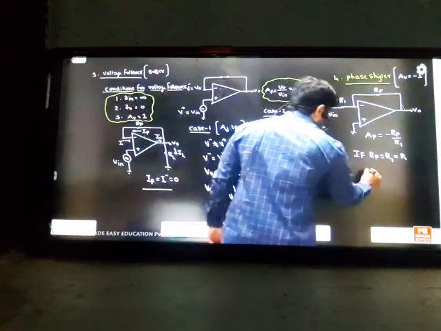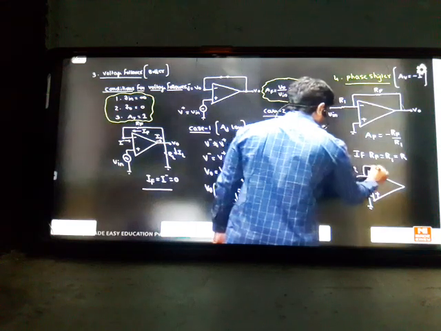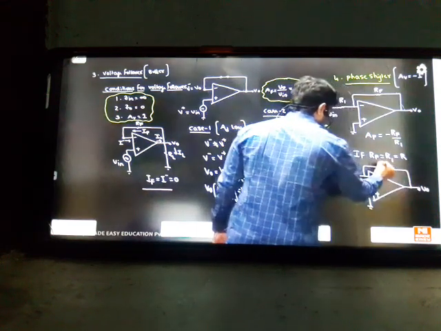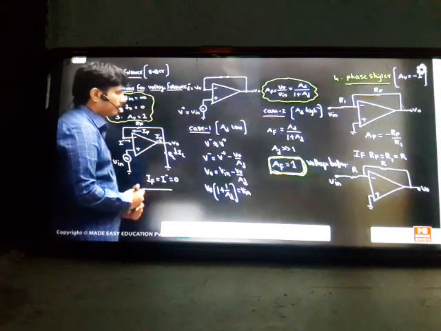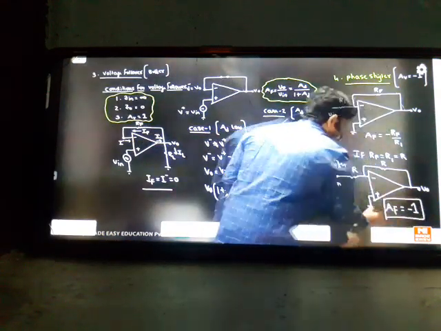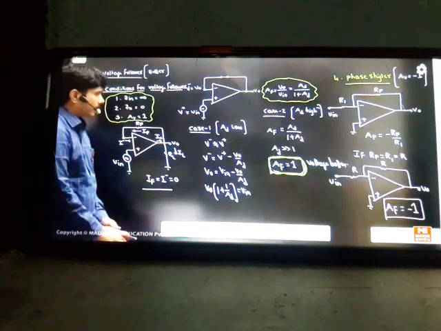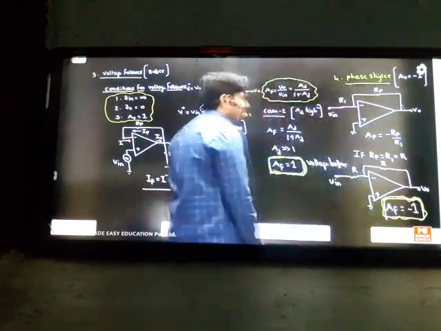Then your design looks like this: minus, plus, we have resistor R. In shunt to the output I have also taken the same resistor. This is also R, this is your input. If both resistors are equal, your AV value becomes -1. So this is called a phase shifter in electronics. So I completed my 4 topics. 4 amplifiers are completed.